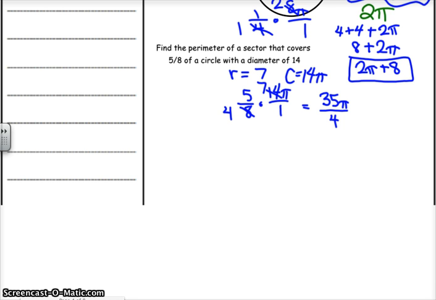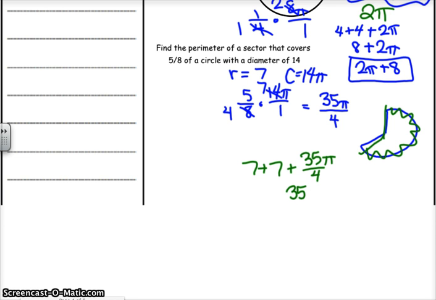Now keeping it in perspective, this is just the portion of my circumference. So if I had a sector that covered 5/8 of it, 5/8 is over a half, so it would be something like this, approximately. So this 35 pi over 4 would be this. Now what do I need for perimeter? That and that, right? So radius plus radius, radius is 7. 7 plus 7 plus 35 pi over 4. 35 pi over 4 plus 14 is my perimeter.